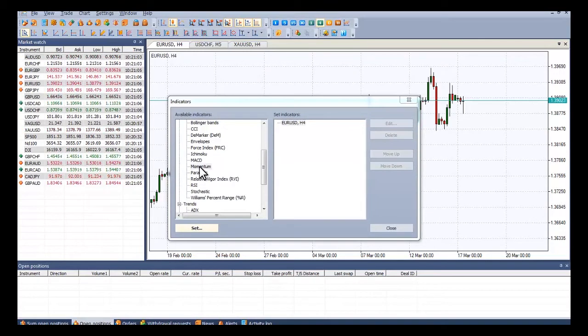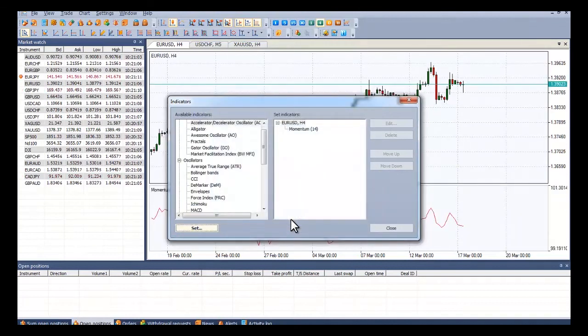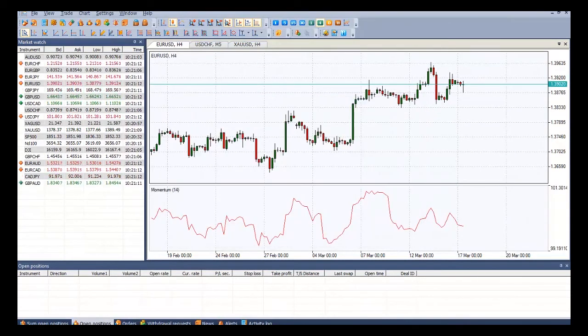Next on our list is the Momentum indicator. Click it, Set, and there we go. The Momentum oscillator is an indicator that shows trend direction and measures how quickly the price is changing by comparing current and past prices.